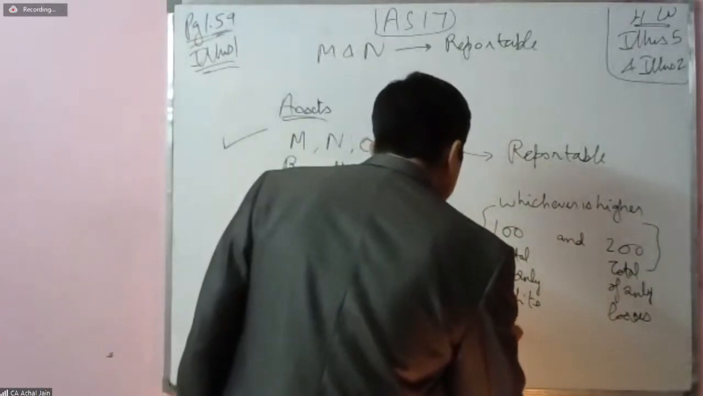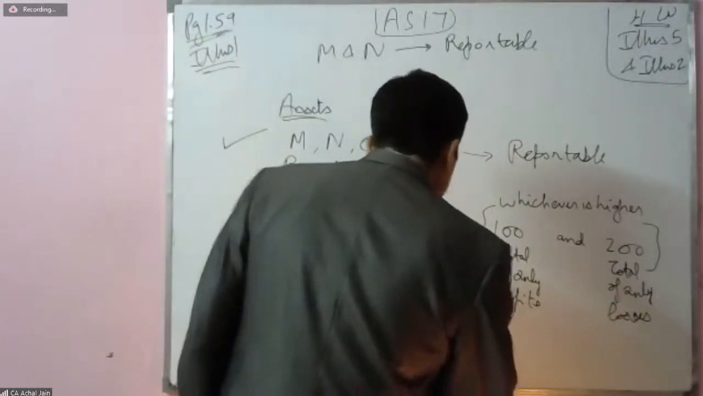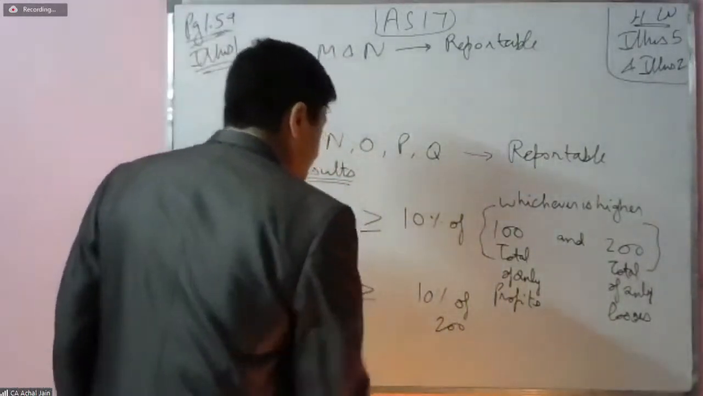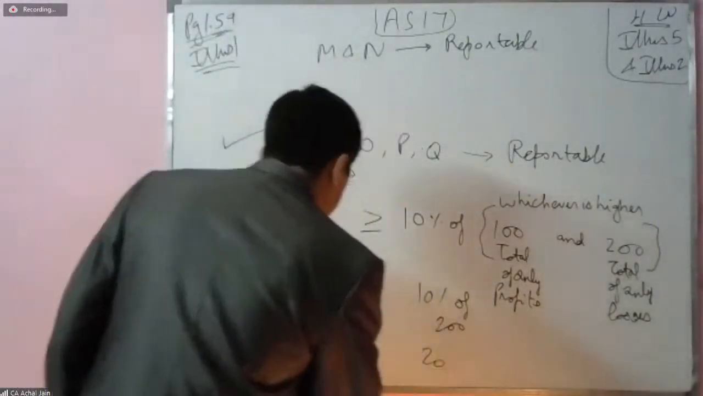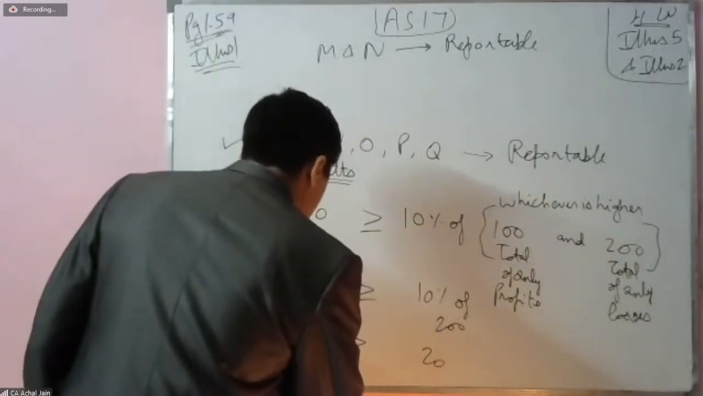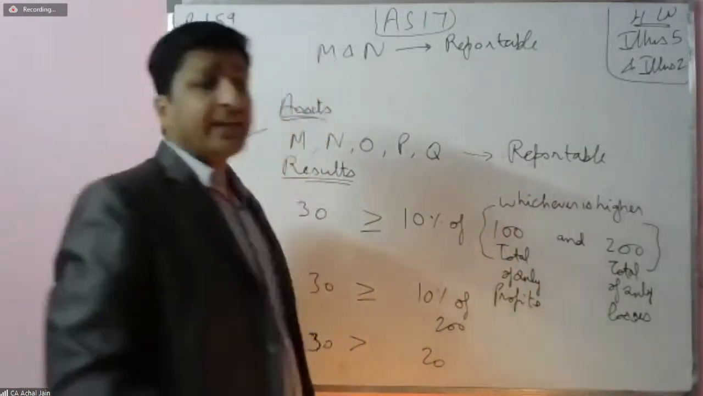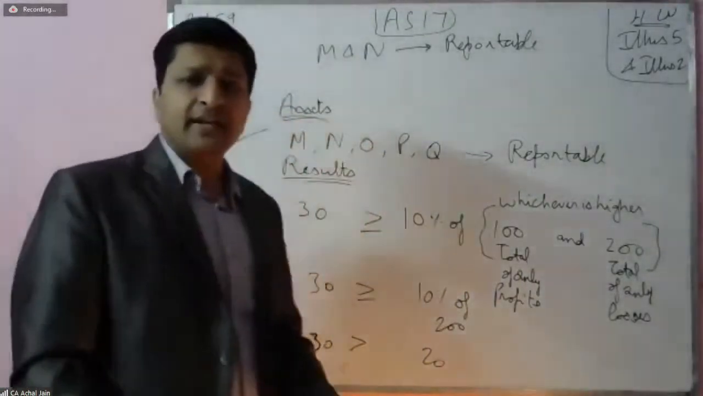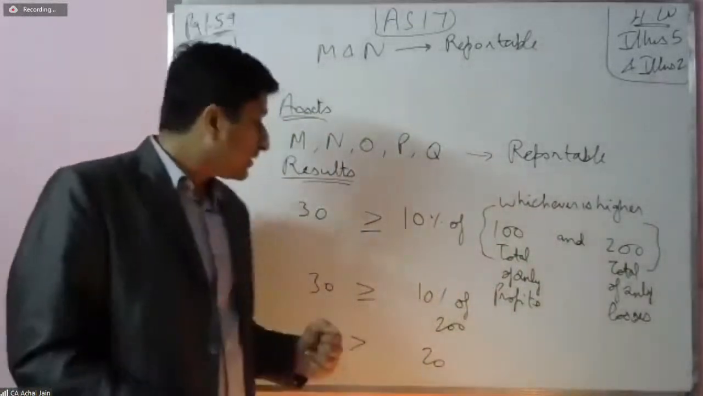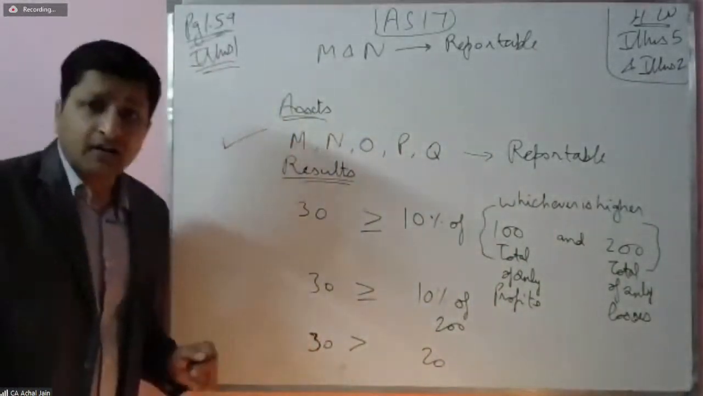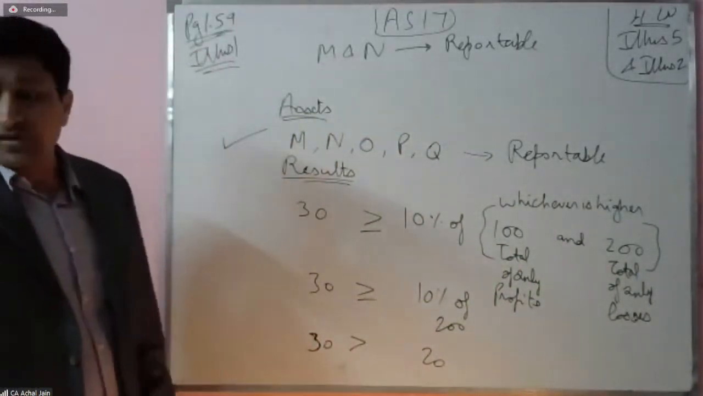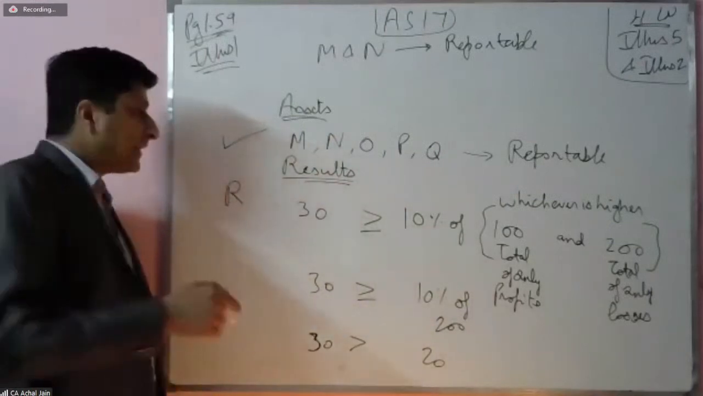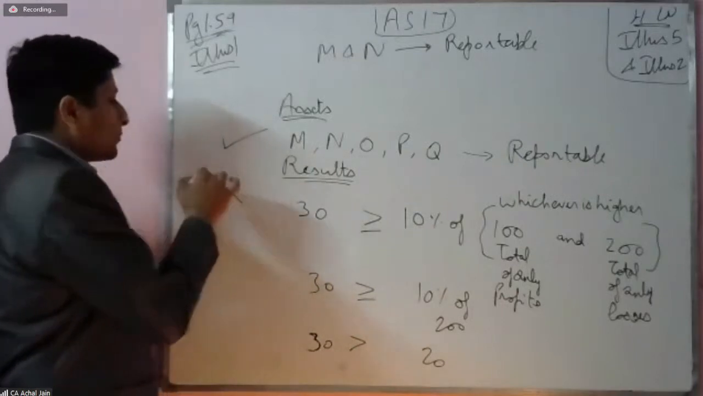So what do we do? 10% of 200. What would it become? 20. So 30 definitely is greater than 20. So do we meet this criteria? The answer is yes. So segment R is meeting the criteria of results. So that's why R on the basis of this criteria will also become reportable.